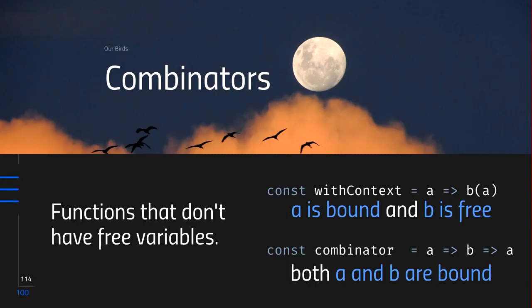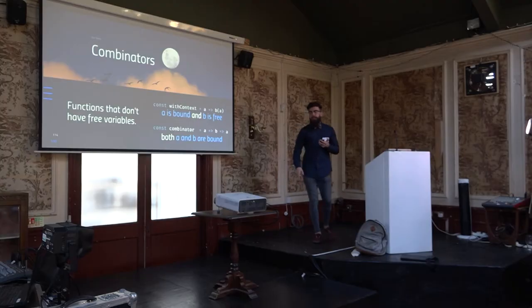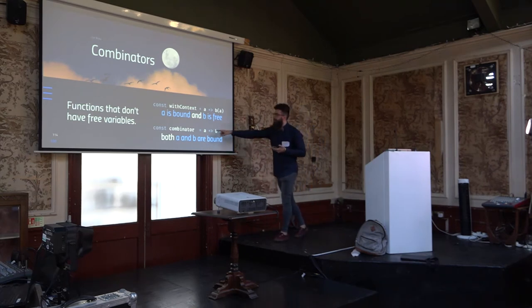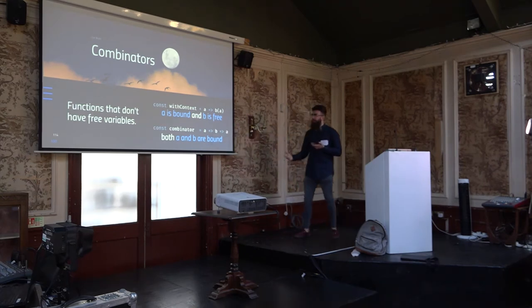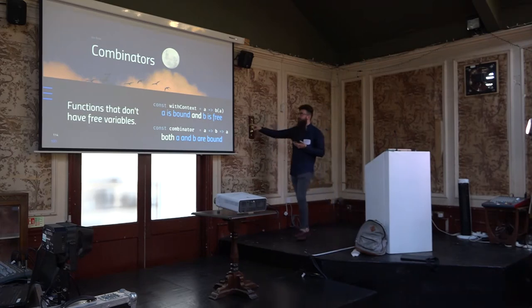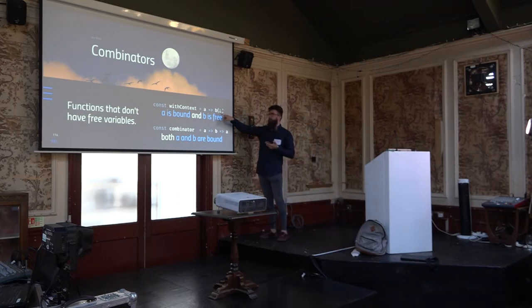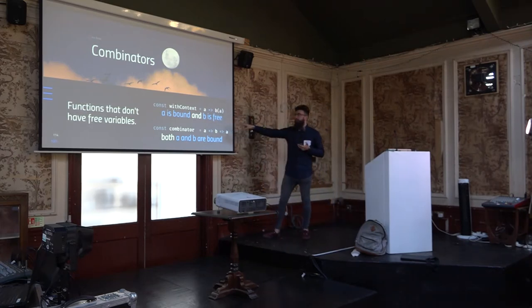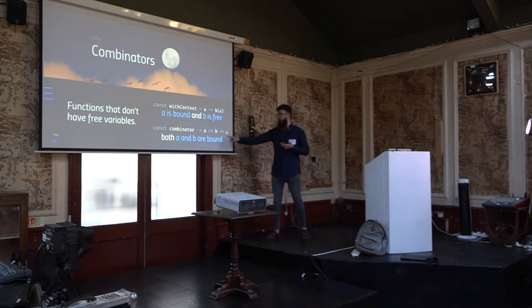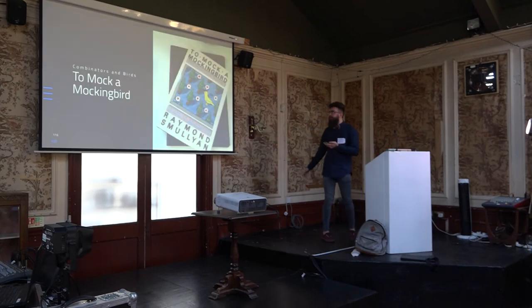Birds are just combinators, which are functions that don't have any free variables. A bound variable is a variable that is bound to one of the arguments the function takes. In lambda calculus, these are called bound variables. This is a variable you take as a parameter. So in this first one, b is taken from the context, it's not a parameter, so a is bound and b is free. And in the second one, we take both A and B, so both A and B are bound.